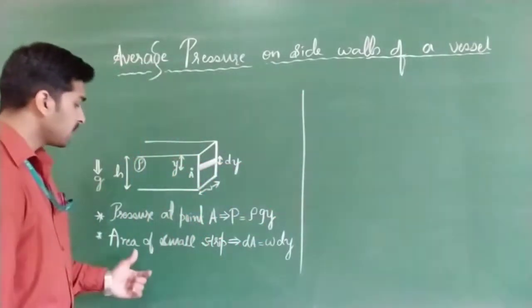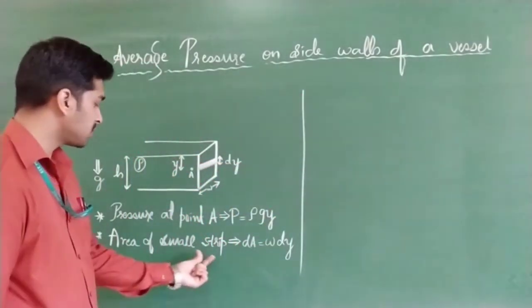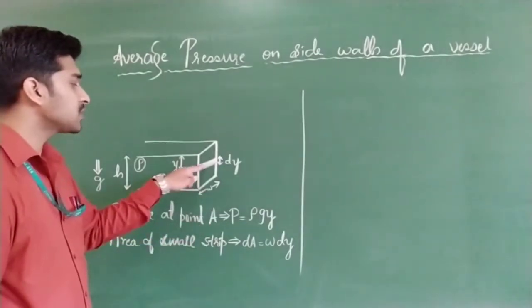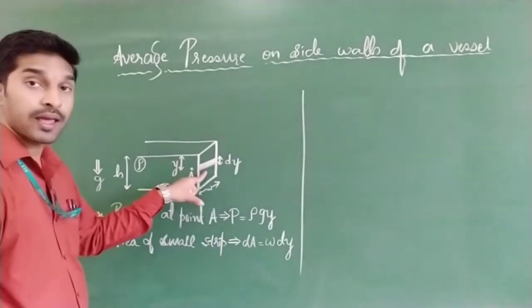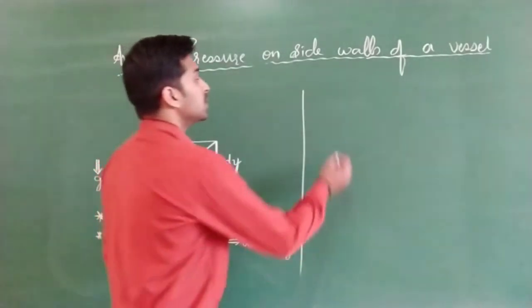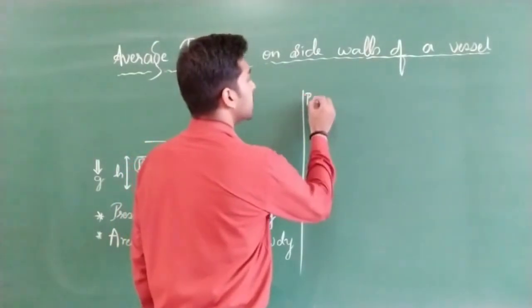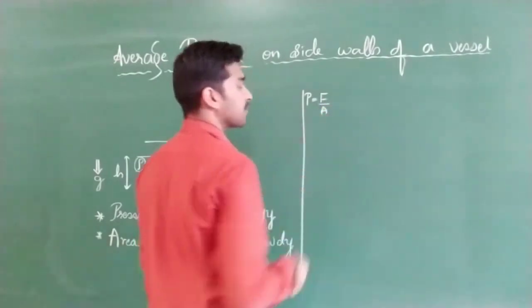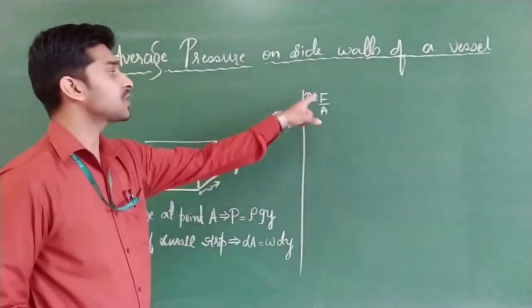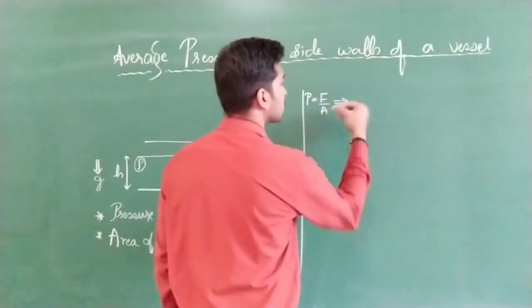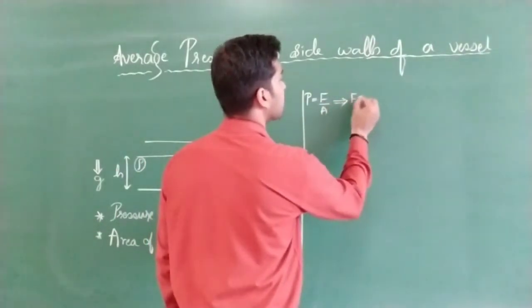Okay. Now we have the area for the small strip and the pressure at that point. So now we are calculating the small force applied here due to the fluid. Clear? We know that P is equal to F divided by A. Correct? Now, P is equal to F by A, which implies that F is equal to what? If I separate F, what will I get?